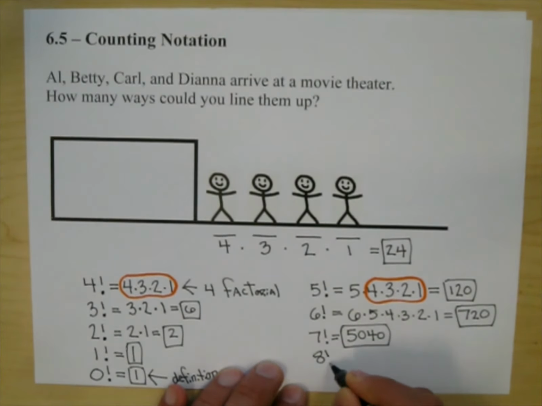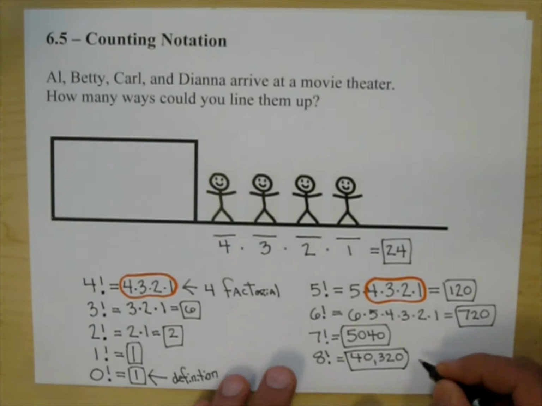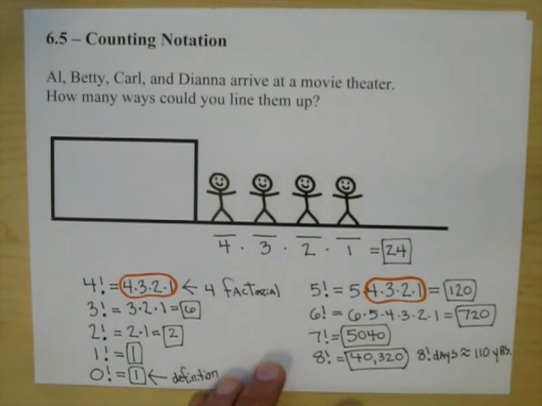8 factorial is 40,320. Now here's something that you might not like, but a lot of us will not even live 8 factorial days. 8 factorial days is approximately, you can do this unit conversion on your own if you want, 110 years. Woo! So factorials do get pretty big.